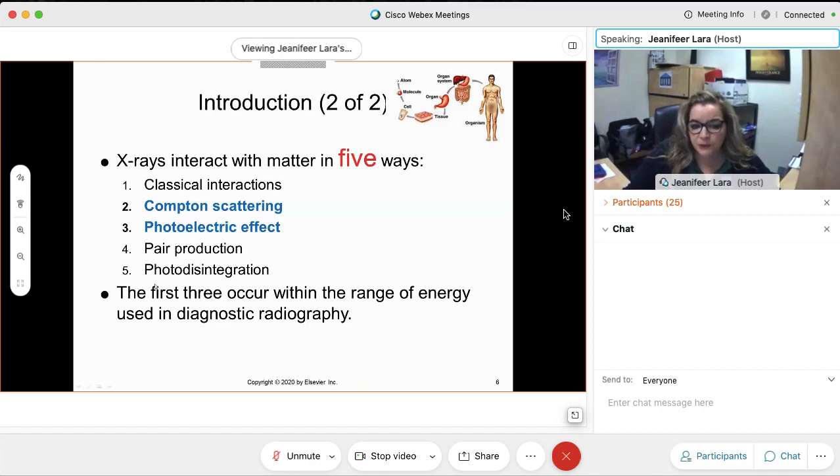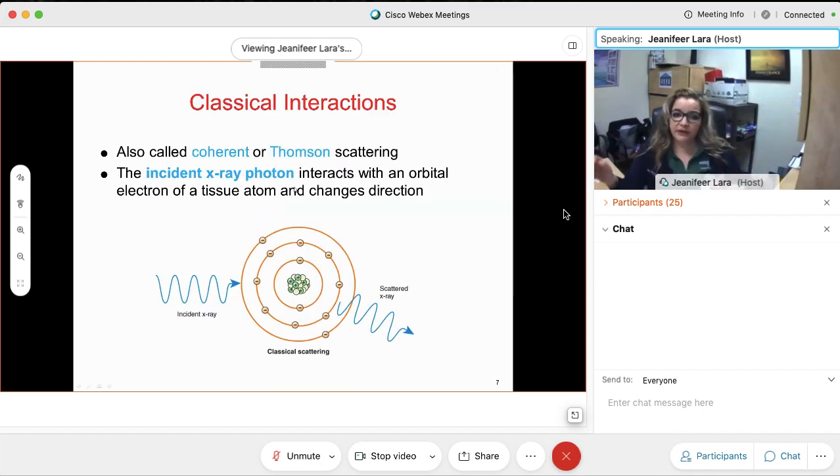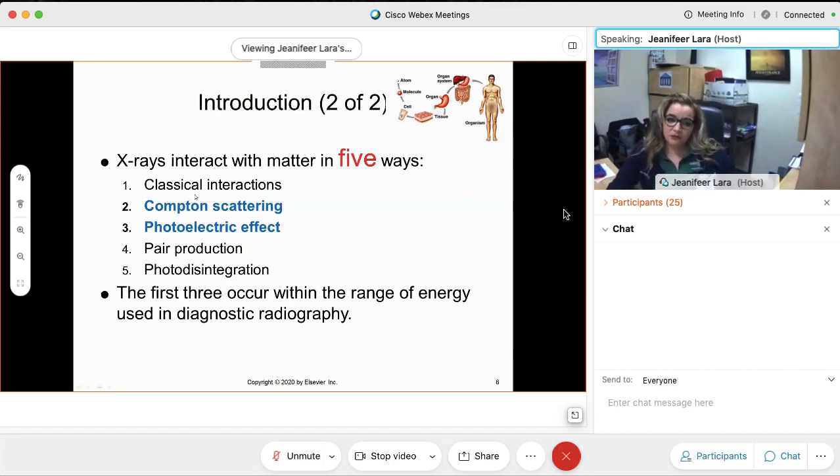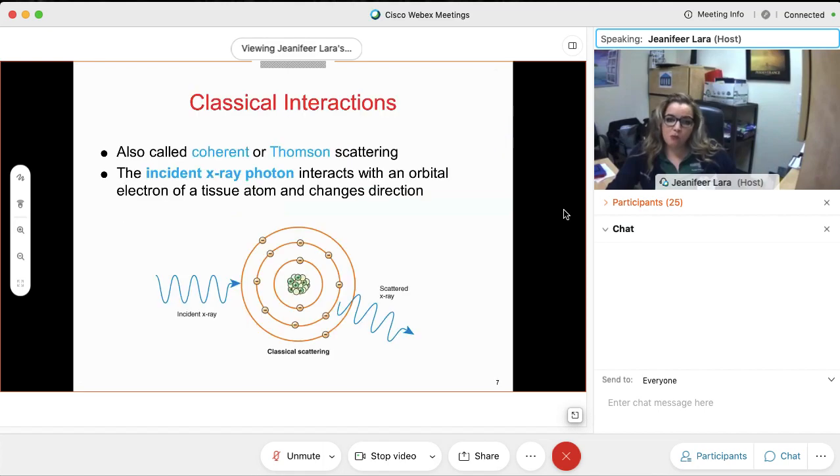It says right here, the first three occur within the range of energy in diagnostic radiography. But again, classical is on the lower end of our range, and it does not contribute to image formation. Okay? Questions there? So we have five: classical, Compton scattering, photoelectric effect, pair production, and photodisintegration. Any questions there? No? Okay. So let's get into classical interactions.